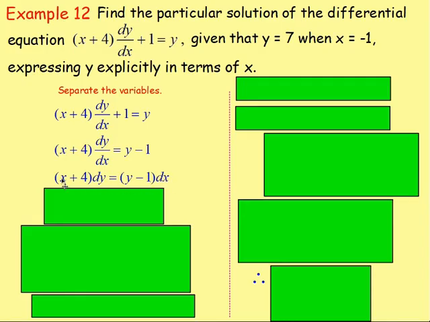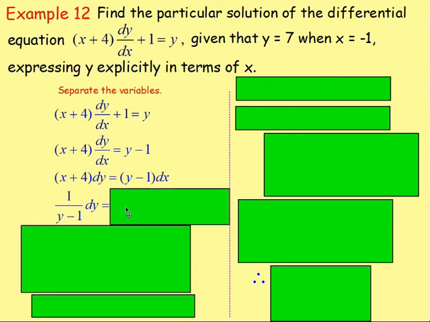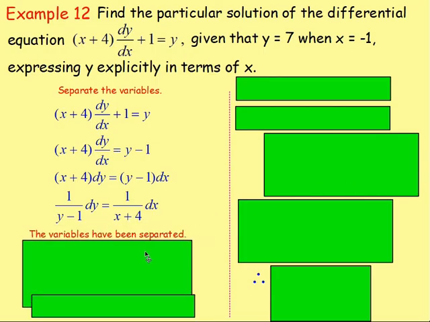Then, what you want to do is divide both sides by x plus 4, and divide both sides by y take away 1. If you do that, you will end up with, on the left hand side, 1 over y take away 1 dy. And if we divide both sides by x plus 4, you'd have 1 over x plus 4 dx. So, you can see now that the variables have been separated. So, from there, where do we go?